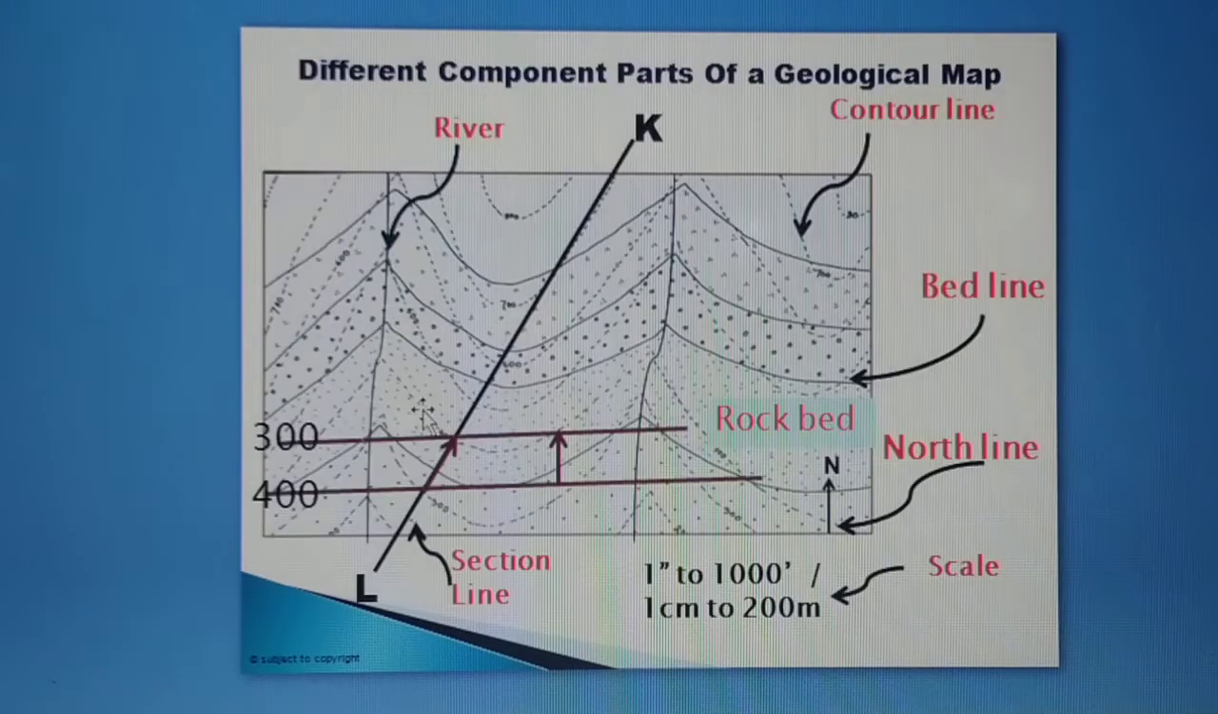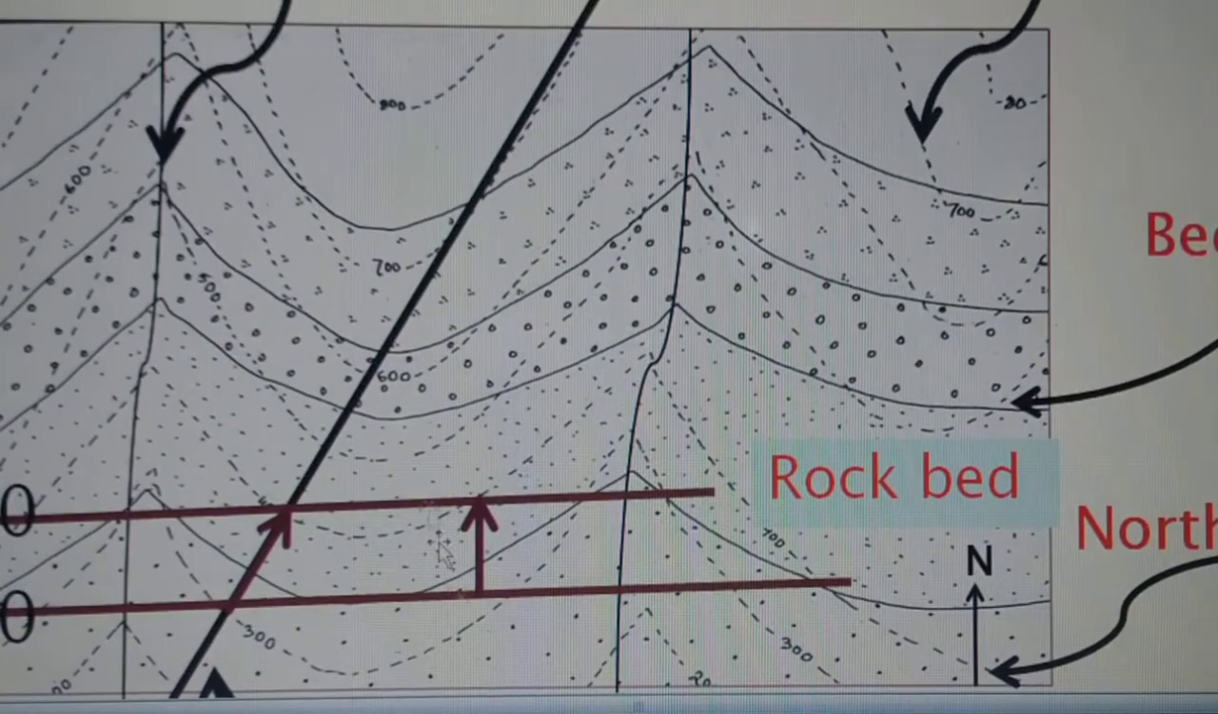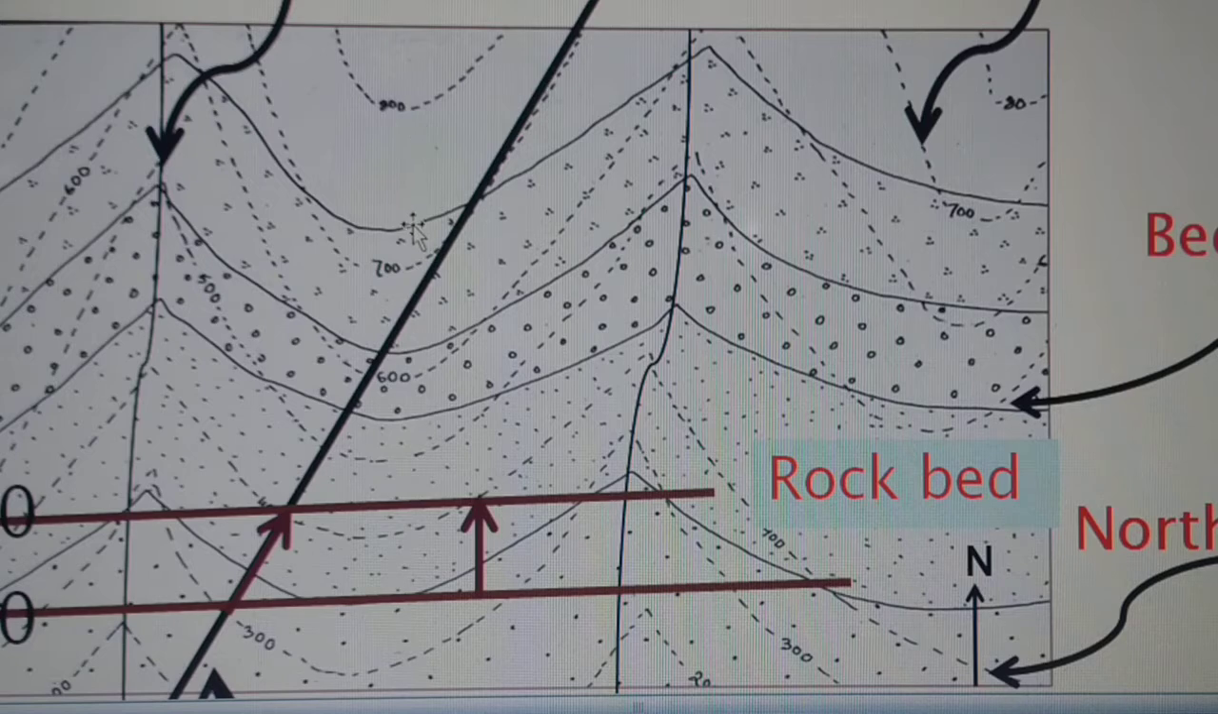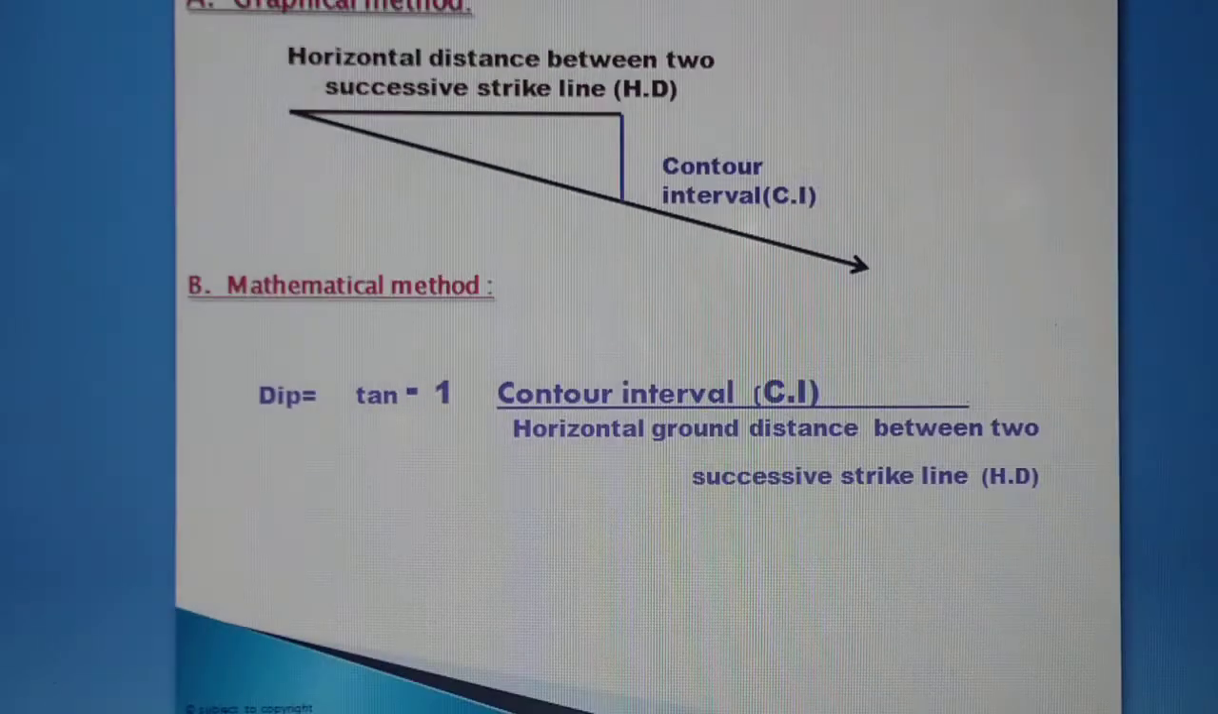Okay, so next I am showing you this value represents the contour interval. Contour interval means if I zoom in the map, then you can see there is a difference, contour difference. If it is 700, you can see this is 700, then it is 800. So here the contour interval is 100. So put this value here, and this is known as the contour interval.